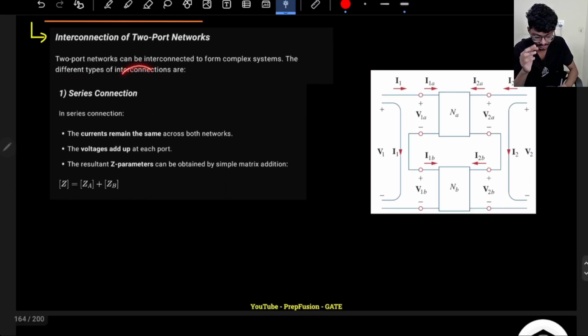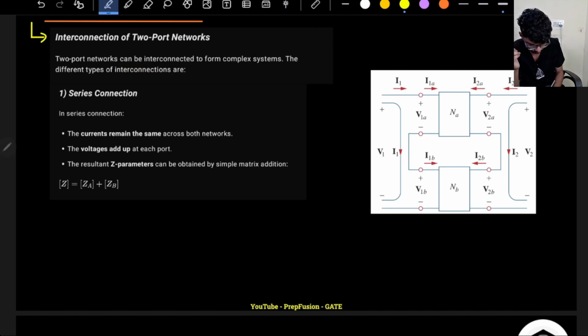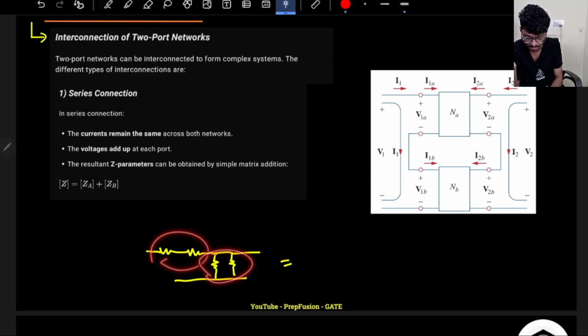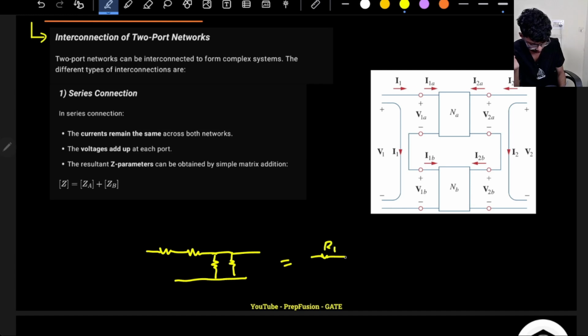So two-port networks can be interconnected to form complex systems. There is a very huge network, right? You can simplify. What do I mean by interconnection? Let's say this is one network. You can simplify this, right? These two are in series, these two are in parallel. So you can write it like this will be some r1, this will be some r2, the parallel combination. This is how you simplify normal resistive networks.